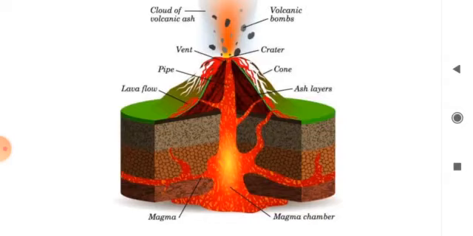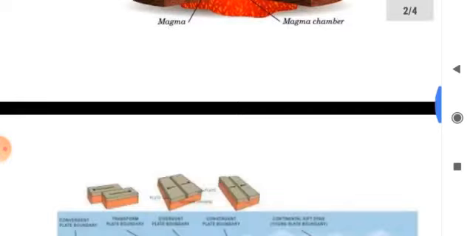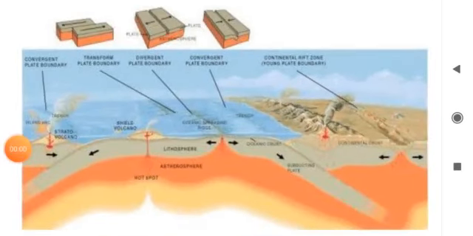Next point, theory of plate tectonics. The theory of plate tectonics now very well explains the mechanism of volcanism. According to this theory, the Earth's outer shell is divided into several plates. These are called tectonic plates. Major and minor plates are there, and they are constantly moving in nature. They float on the asthenosphere.